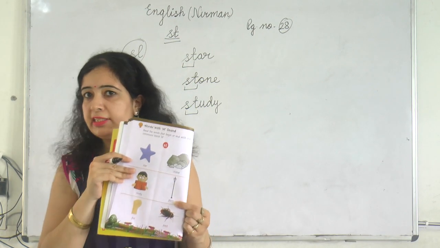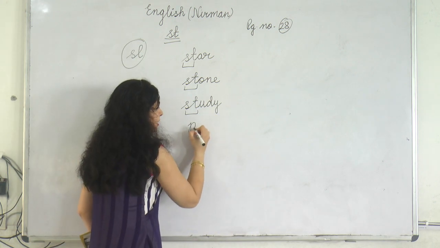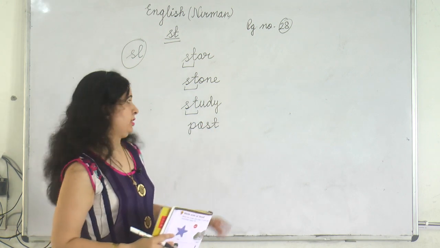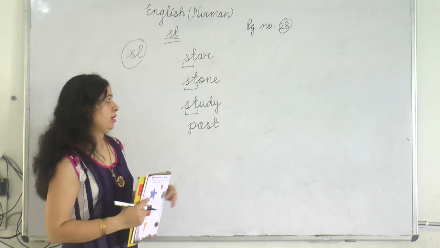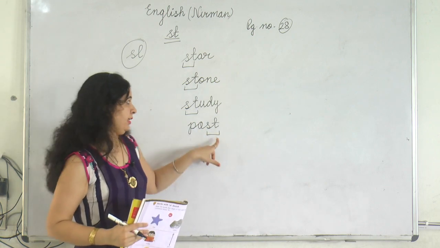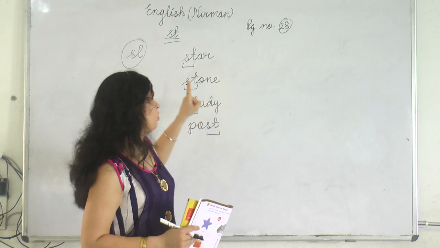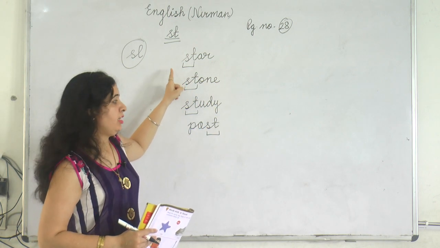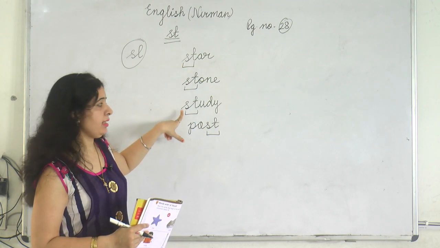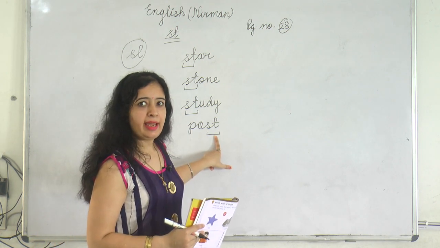post. What is this? Post. P, O, S, T, post. Now in this spelling, see, ST is in the end. It's not compulsory that consonant blend will be at the beginning. It will also come in the end. See here, ST blends are at the beginning, and in this spelling, in post, ST blend is in the end.